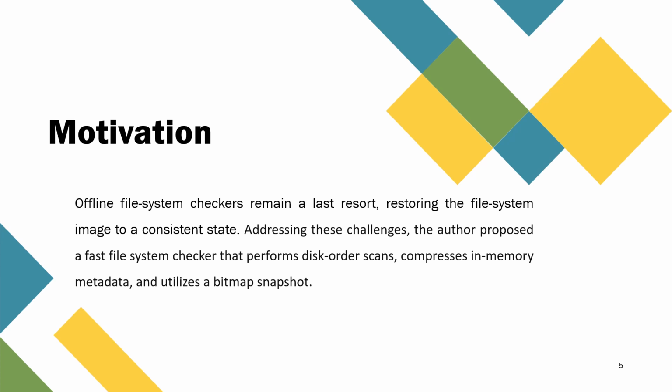Offline file system checkers remain a last resort, restoring the file system image to a consistent state. However, users and administrators are often reluctant to run them due to slow performance, unpredictable downtime, and unreliable progress indications. Addressing these challenges, the author proposed a fast file system checker that performs disk order scan, compresses in-memory metadata, and utilizes bitmap snapshot. Measurement indicates that it scans the file system significantly faster than the traditional checker. Now I'm going to the next slide.